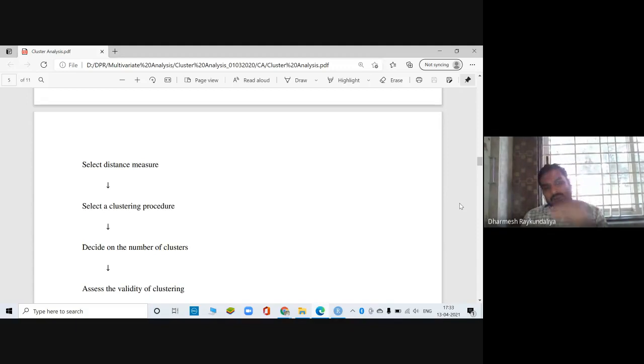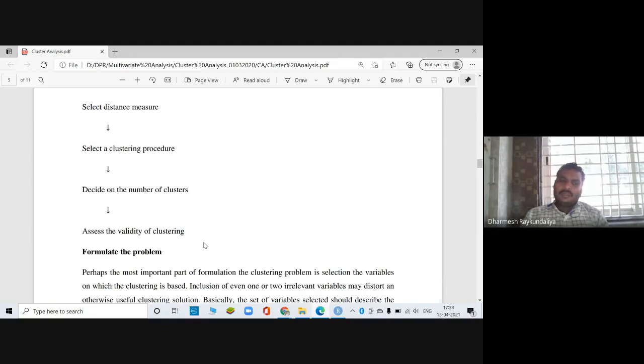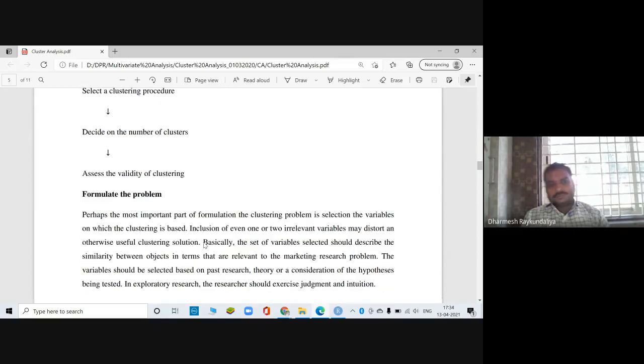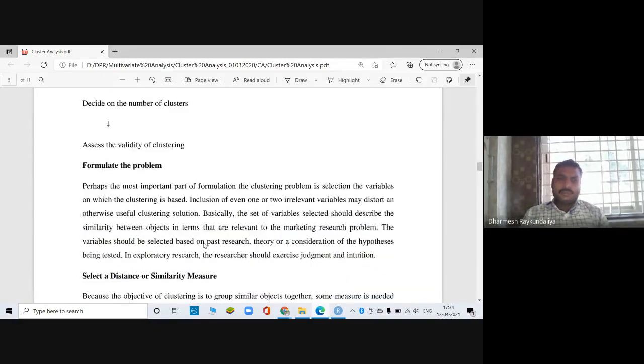Once the clustering methods for forming the clusters are selected, we will go for the hierarchical clustering approach, either agglomerative or divisive, but most of the time in practice agglomerative methods are more useful. So we will use the agglomerative methods, make the dendrogram, and based on the dendrogram we will decide the number of clusters. And then we will assess the validity of the clustering, that means whether the clustering is appropriate or not. So what is the formulation of the problem?